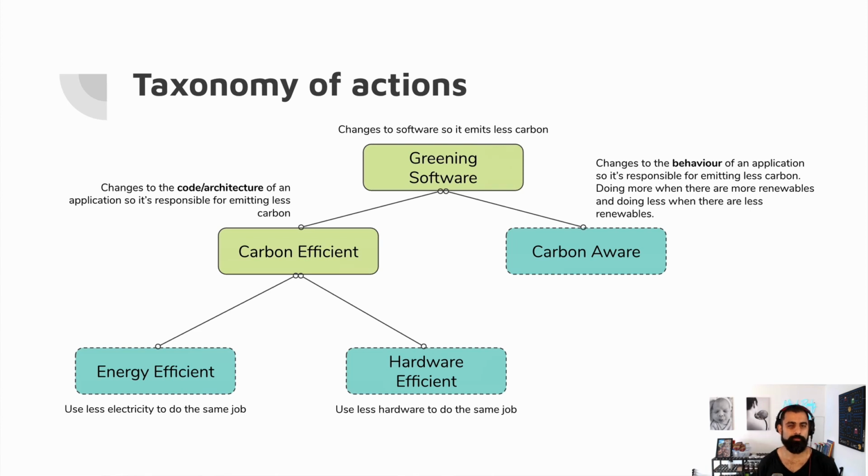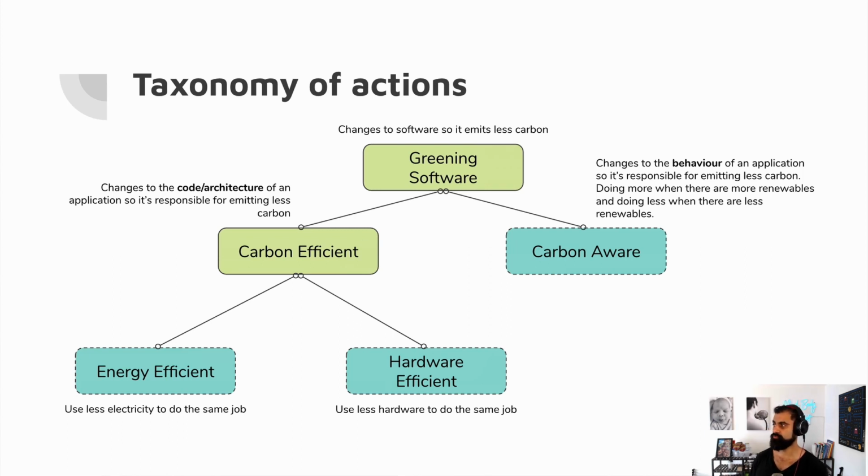So now what we talk about a lot more is what we call a taxonomy of actions. Our aim is to green software, and again, this is change to software so the software emits less carbon. That gets broadly broken down into 2 sub types of actions. One is what we call carbon efficient, which is changes to the code or architecture of an application so it's responsible for emitting less carbon.